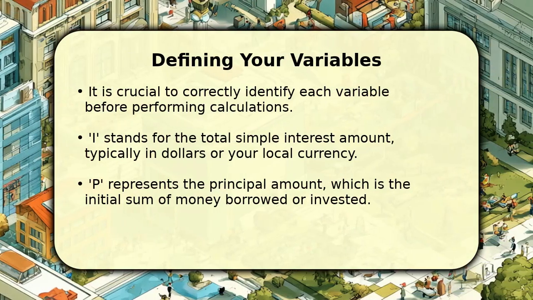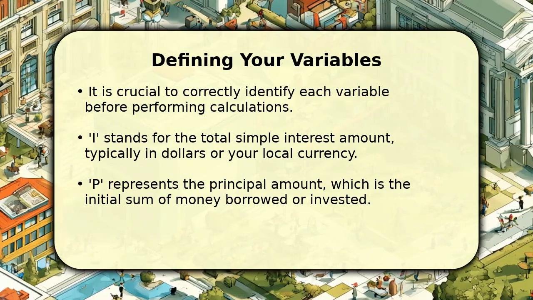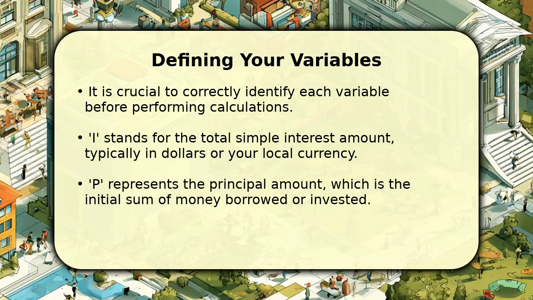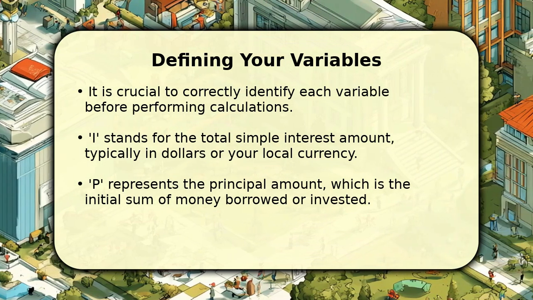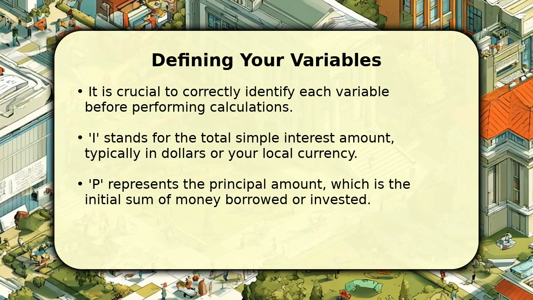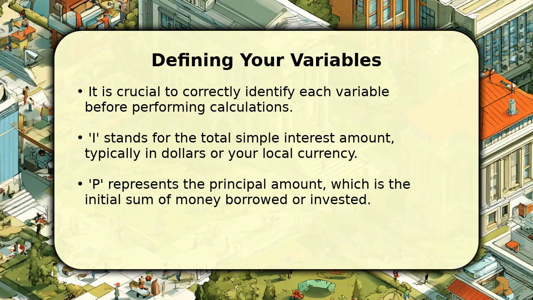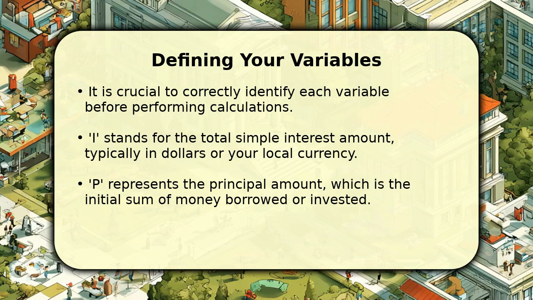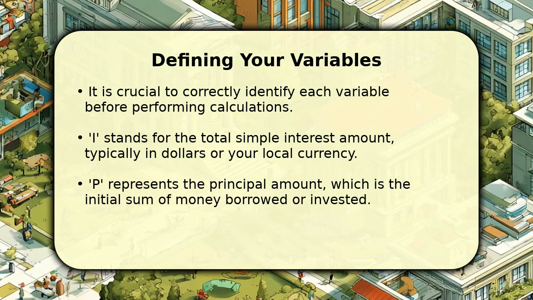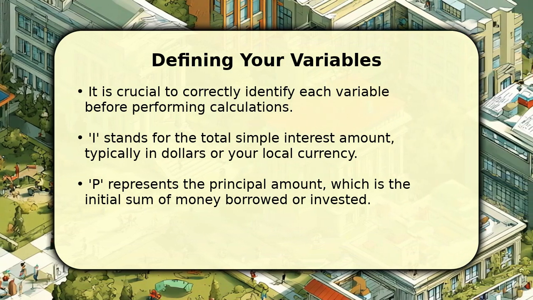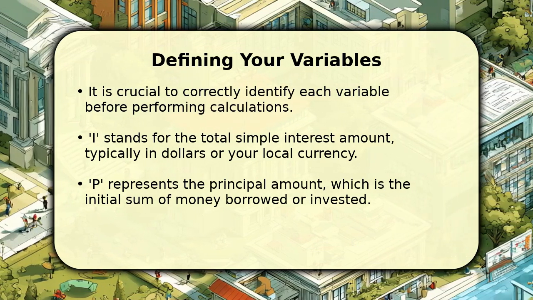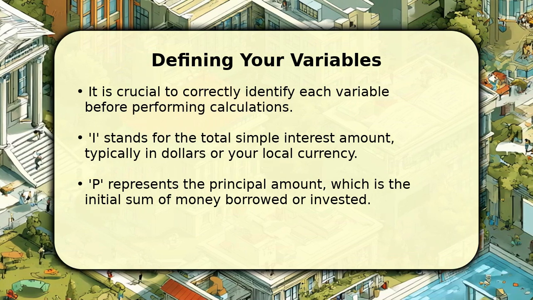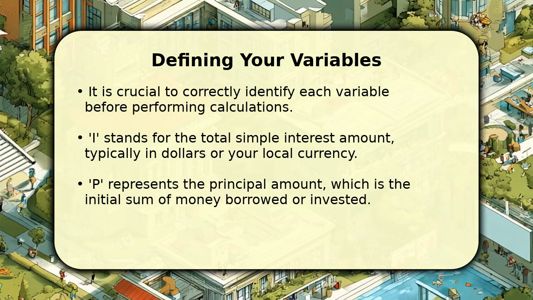Before plugging in numbers, let's clarify each variable's role. I is the total interest, a monetary value. P is the principal, the original amount. For example, if you borrow $1,000, that is your principal. R is the annual interest rate. It must always be expressed as a decimal. So, a 5% rate becomes 0.05. Remember to ensure R is the yearly rate and convert it correctly.